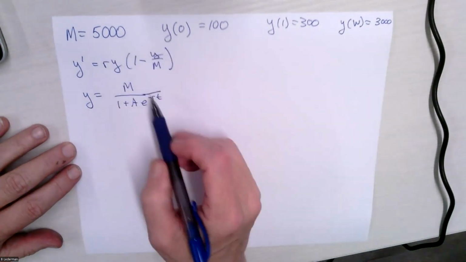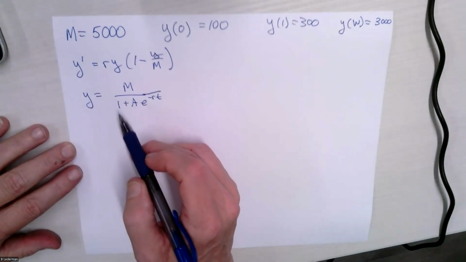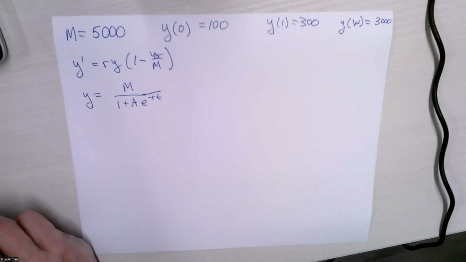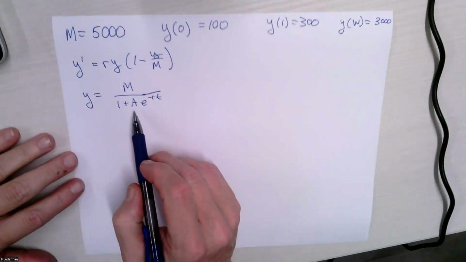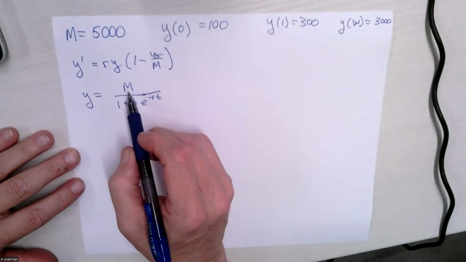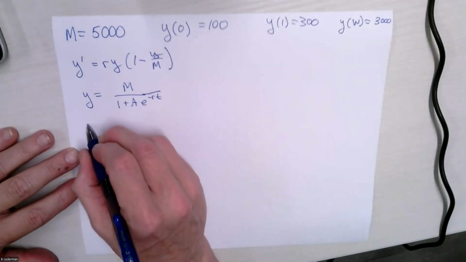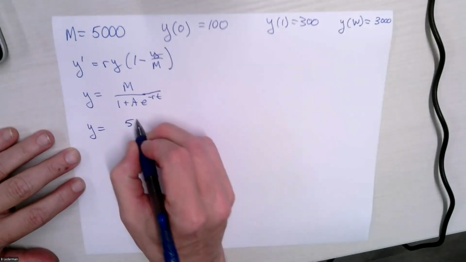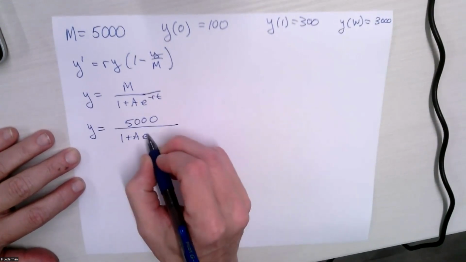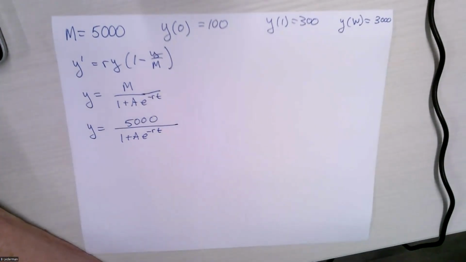Nevertheless, we could figure out R based on the values that are given to us and based on the formula that we have. But first things first, we're going to go alphabetical. First, we're going to solve for A, and then we're going to solve for R. By the way, M we don't have to solve for. We know that's 5,000. So in our example, y is equal to 5,000 over 1 plus A e to the negative RT. And again, first thing we want to do is solve for A.